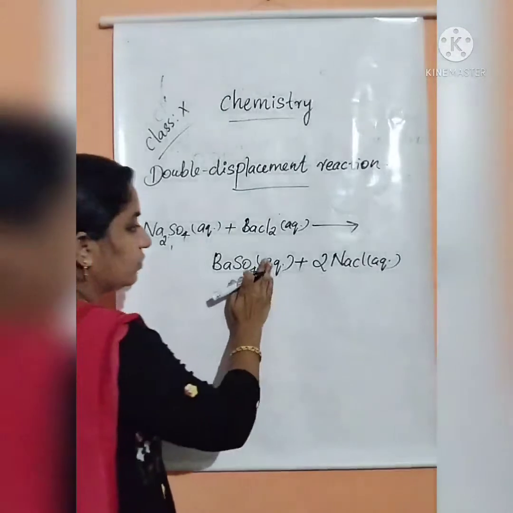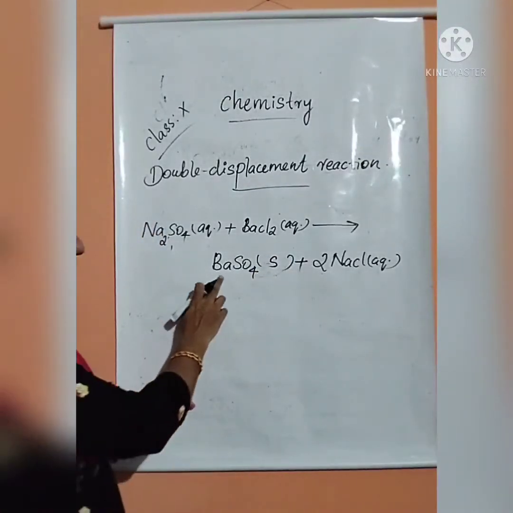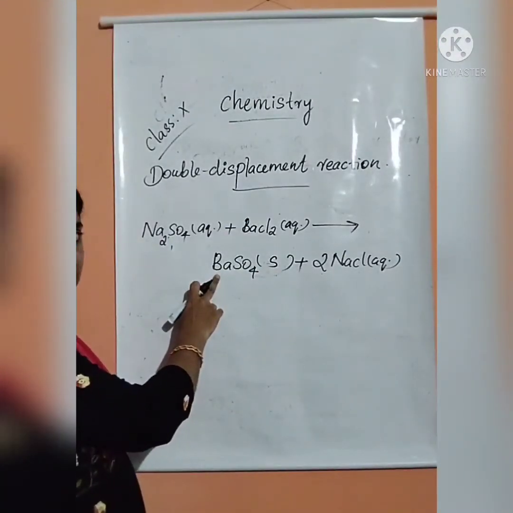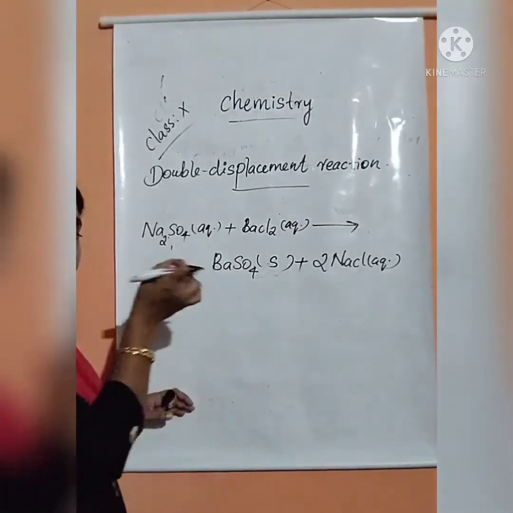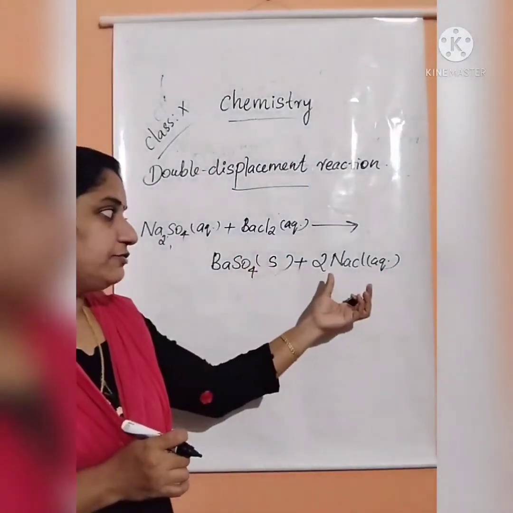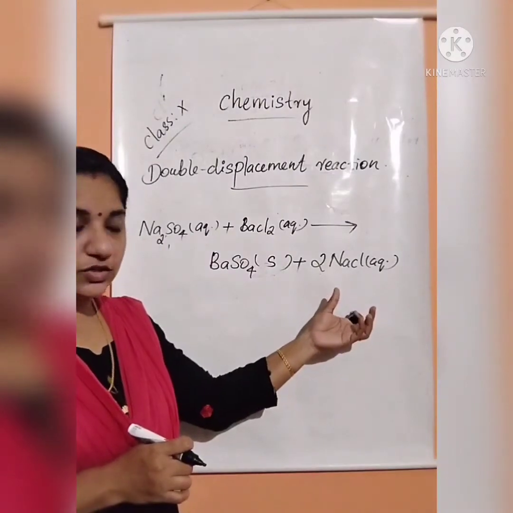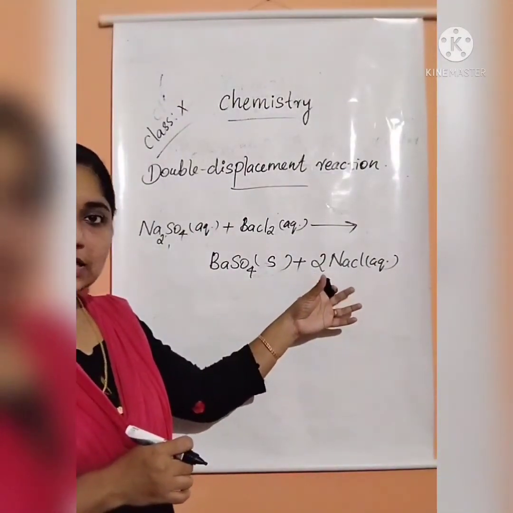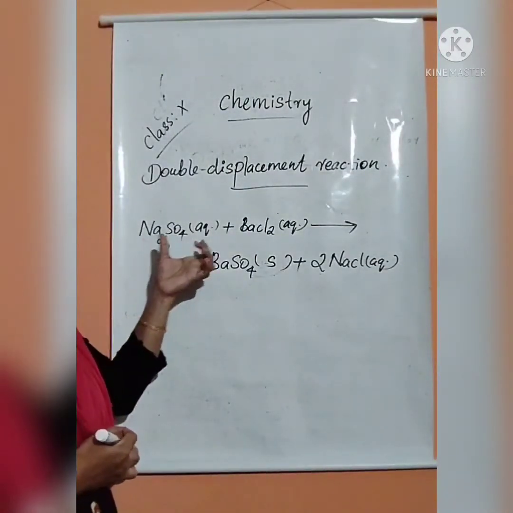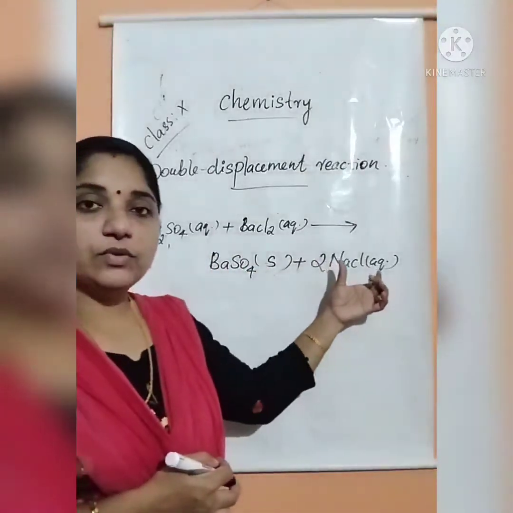Barium sulfate is not aqueous. It is a white insoluble substance, so we can write solid. A white precipitate of barium sulfate is formed along with sodium chloride. Sodium chloride is soluble in water. In the reaction between sodium sulfate and barium chloride, barium sulfate and sodium chloride are formed.